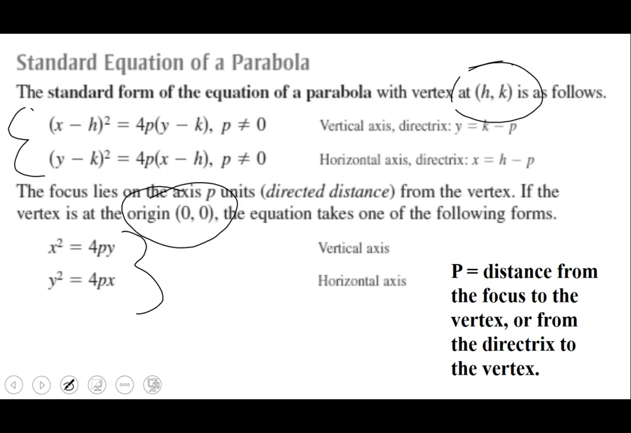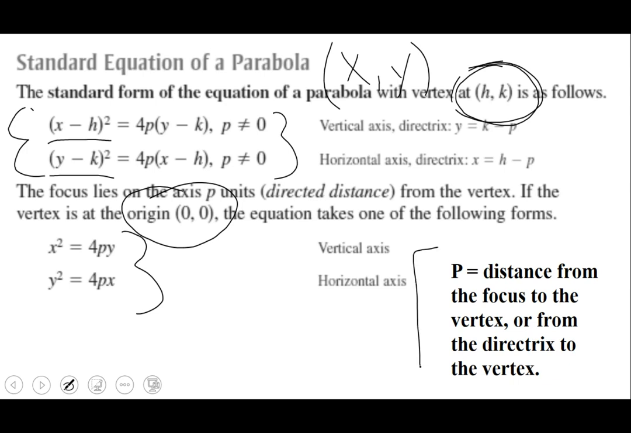Notice that the difference in the upper equations versus the lower equations is whether or not there's an h and a k. If you take a look at the equations, notice that in the first one, it's the x's that are squared. Notice that in the second one, it's the y's that are squared. Regardless, when you're talking about h, k, x is always going to be your h, and y is always going to be your k, no matter which of these two versions you have. So very important that you know that.